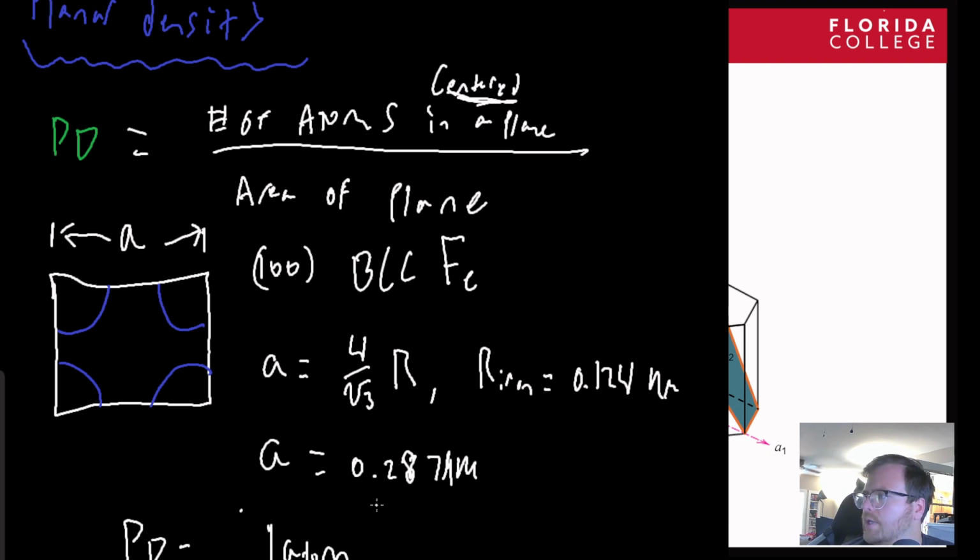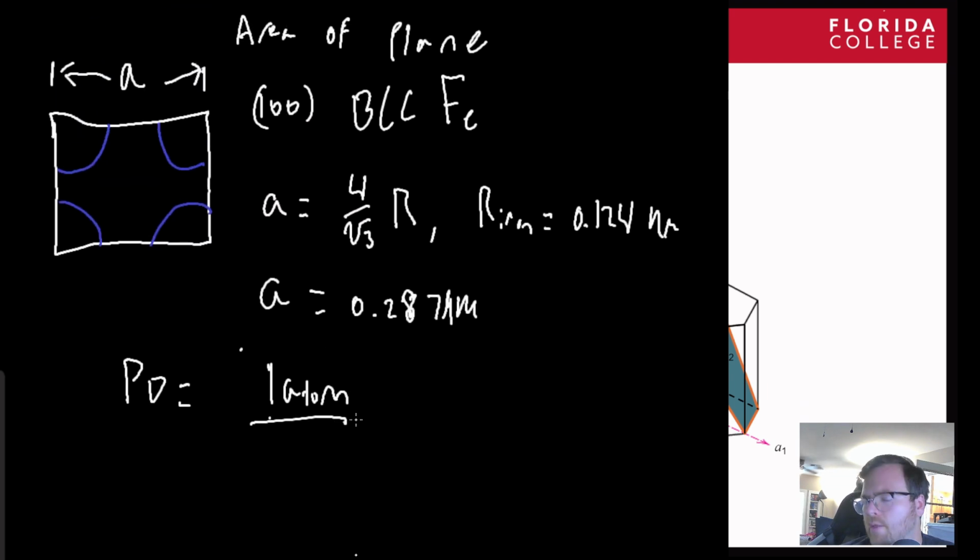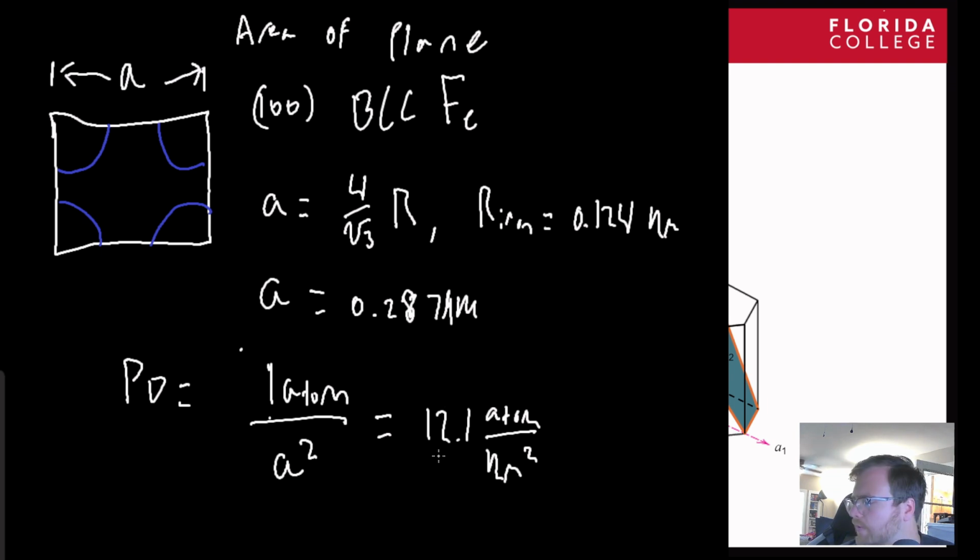1 atom divided by, oh, you can't see. There we go. 1 atom divided by the area of our plane, which would just be A squared. And that'll be equal to 12.1 atoms per nanometer squared. And that's our planar density.